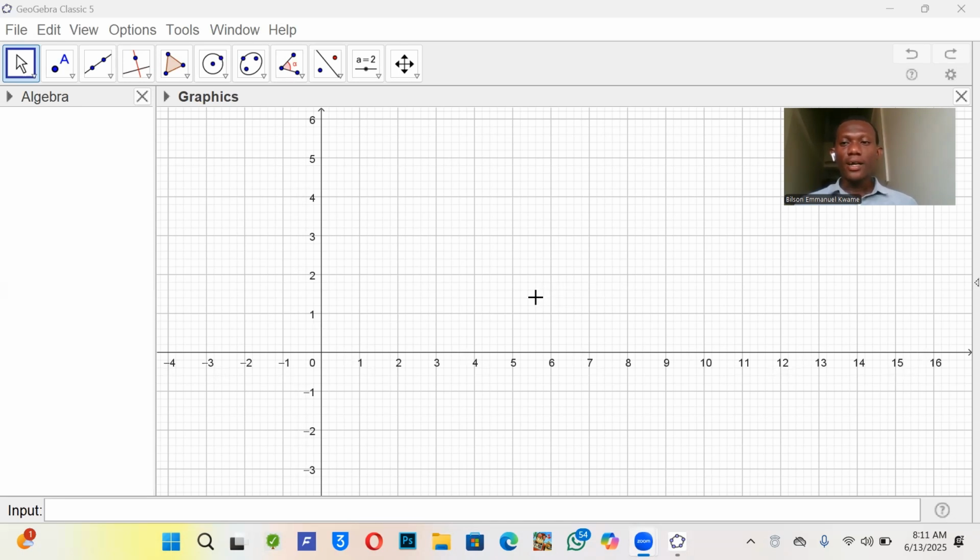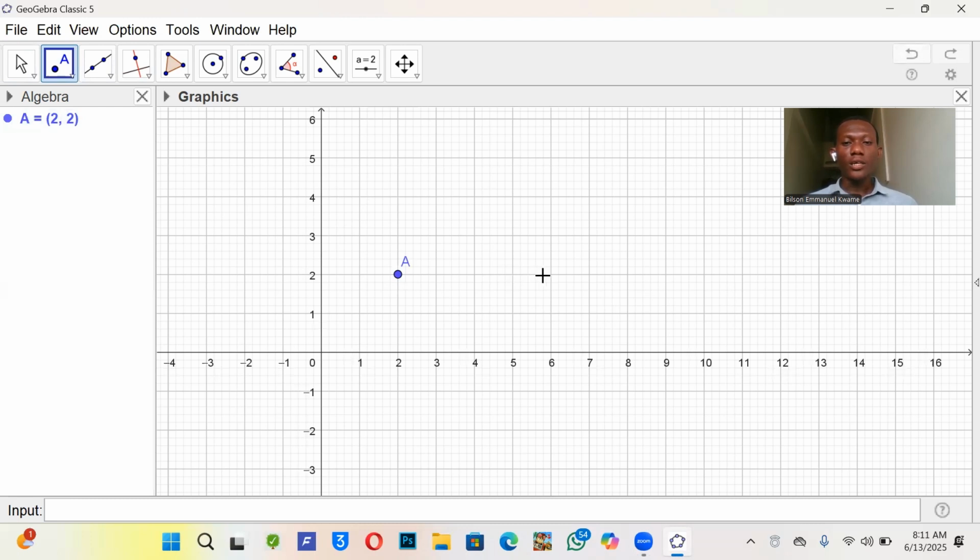So the first thing that we are going to do is to learn how to clone a triangle. First of all, what is cloning? Cloning means to make a replica of something, to do the same thing, right? So before we can clone a triangle, first of all, we have to create a triangle. So this is our triangle.